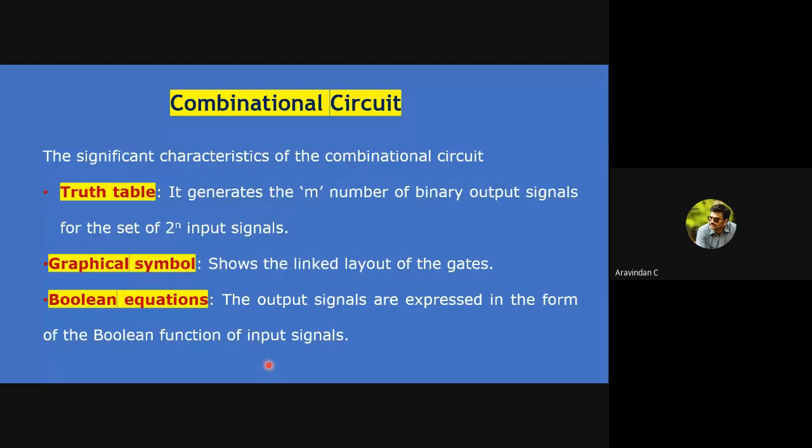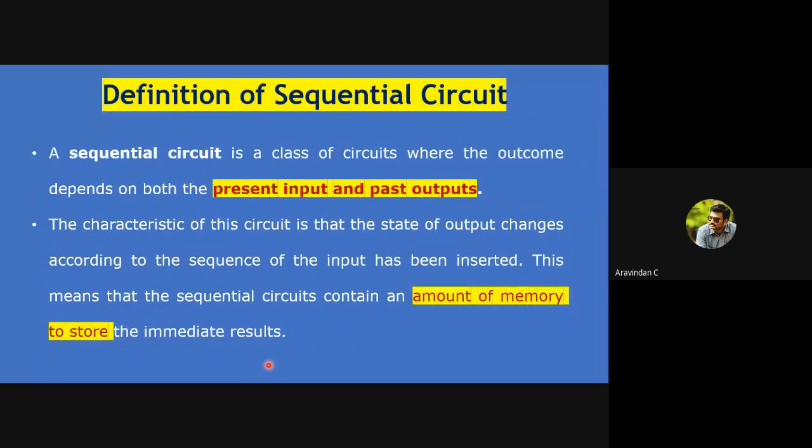We have seen the truth table and the graphic symbol, and you have also seen the Boolean equations from your theory. Sequential circuits are circuits where we have the present input as well as the past outputs, whereas previously we had present input and present output. Here we are going to have memory, and that memory is going to be a 1-bit memory.